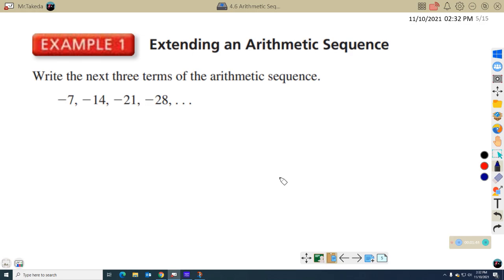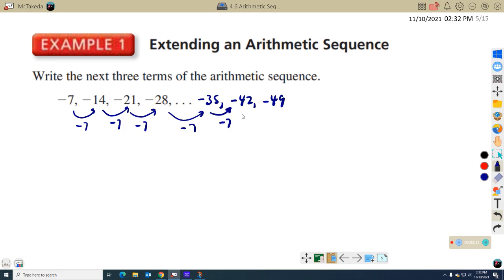Extending an arithmetic sequence. So here's an easy example. From -7 to -14, that's a subtraction of 7. And then I'm subtracting 7 again to get to -21, and then subtracting 7 again to get to -28. So what are the next three terms? Well, subtracting 7 again would be -35, and then -42, and then -49. Just that easy. Okay, so make sure you understand how to extend the arithmetic sequence.